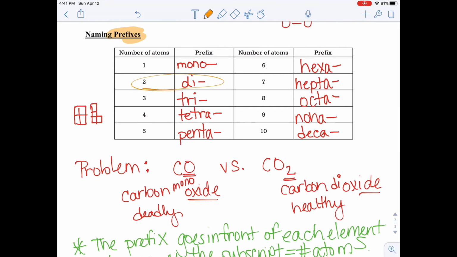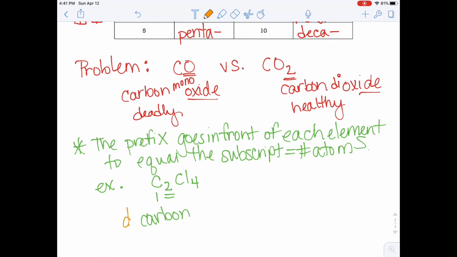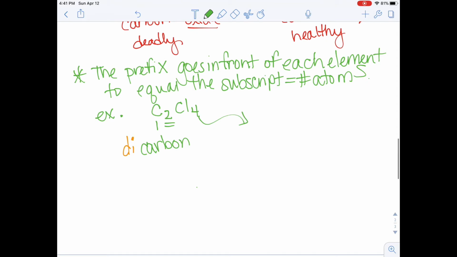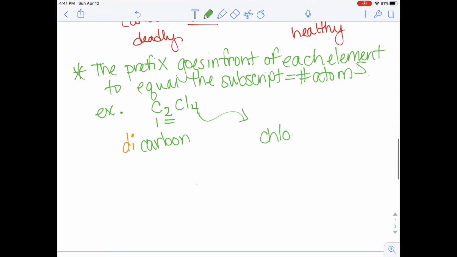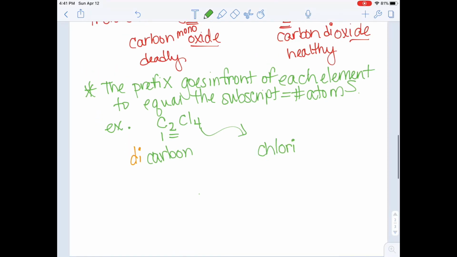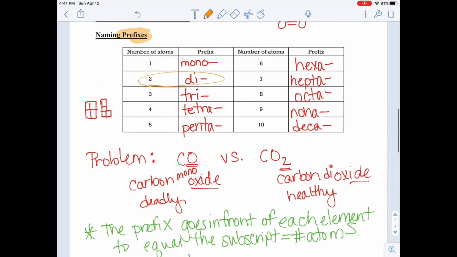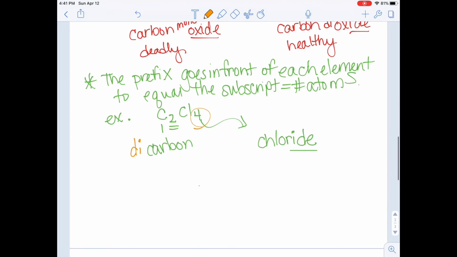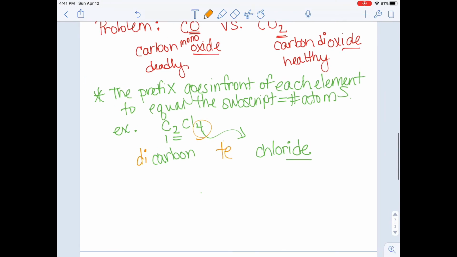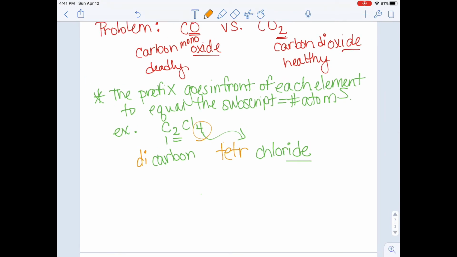up to our prefixes, and the prefix for 2 is di. So in front of carbon, we put di, because a prefix goes in front. Then we look at our second element, Cl for chlorine, except to show that it's part of a bond or a compound, you're going to change the ending to IDE, just like you did with an ionic compound. And since there's 4 chlorine atoms, we go up here to 4, and we see the prefix is tetra. So the name of this compound would be dicarbon tetrachloride.